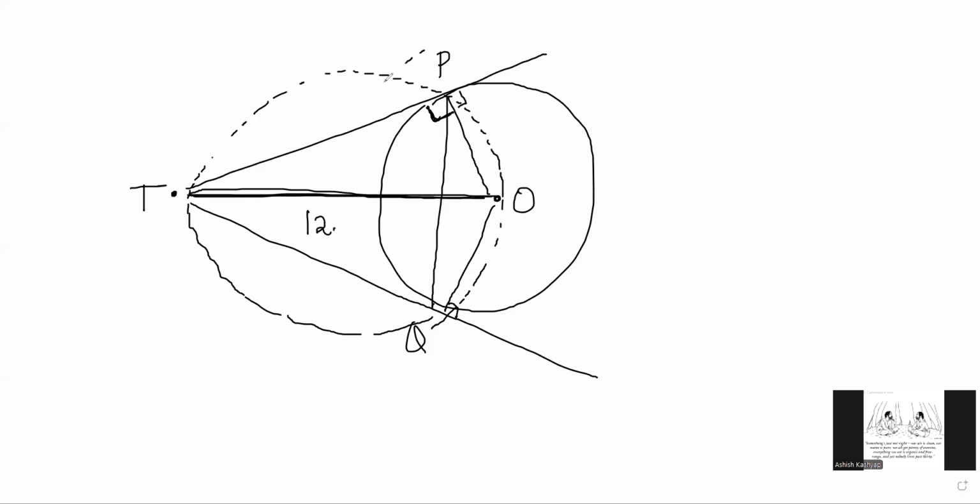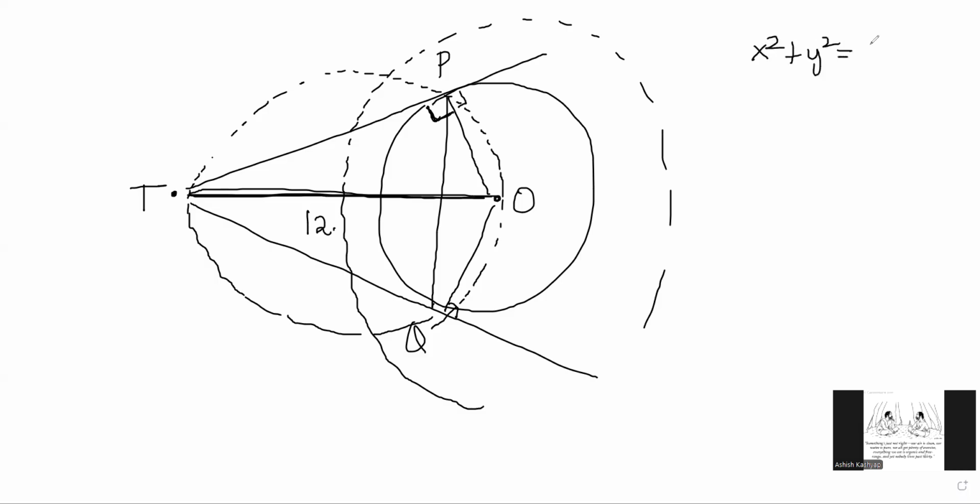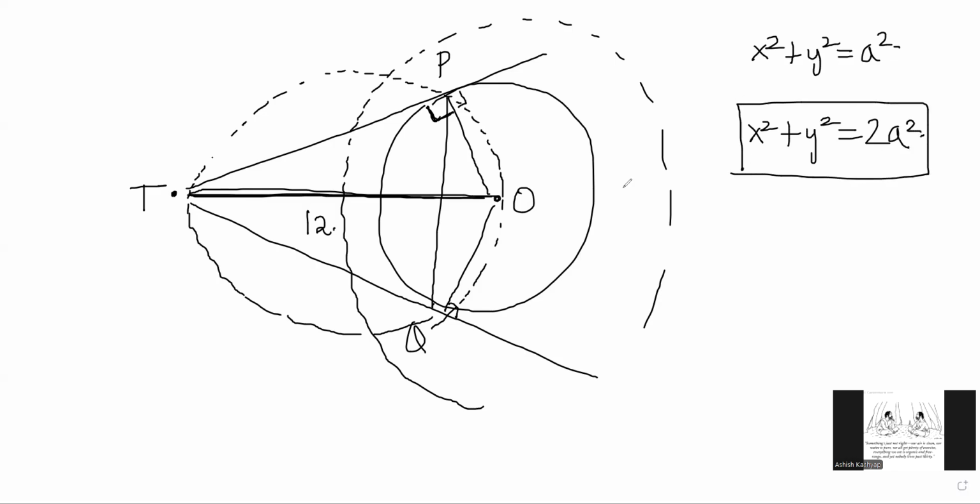And now all we need is the radius of the director circle, which is root 2 times the radius of any normal circle. Because we saw in the theory, if x square plus y square is a square is the circle, then x square plus y square is equal to 2a square is the director circle equation, right? So this distance is 4 root 2. So the required minimum distance between T and this point is 12 minus 4 root 2.